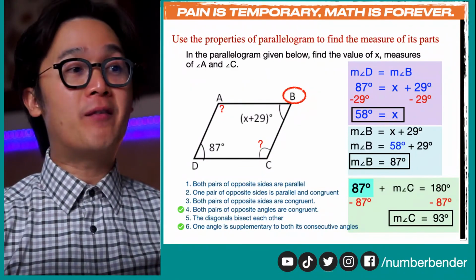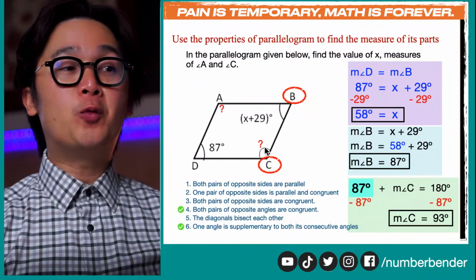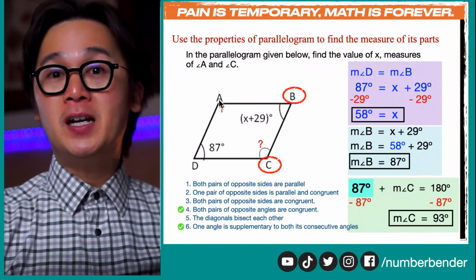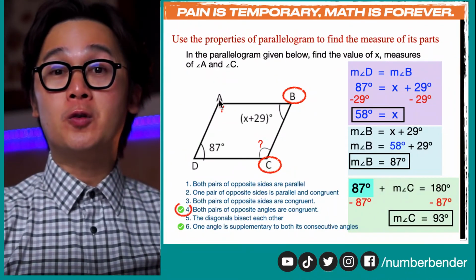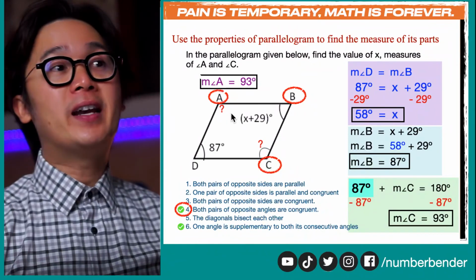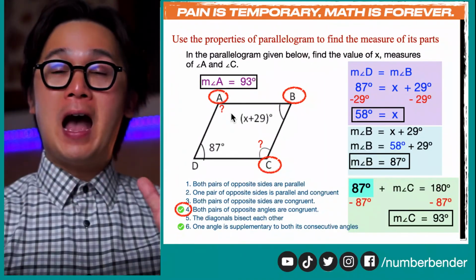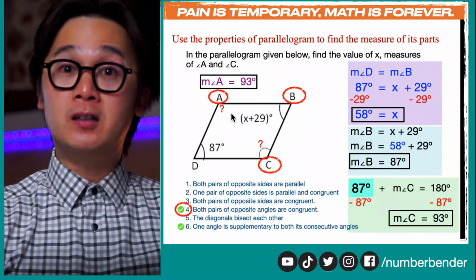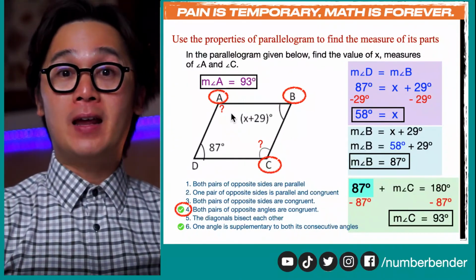And now that we have the measurement of angle C, which is equal to 93 degrees, we can also find the measurement of angle A because it's opposite C, and it's also congruent with C. So angle A is also 93 degrees. So this is now our complete set of angles based on the clues that we have in this parallelogram problem.